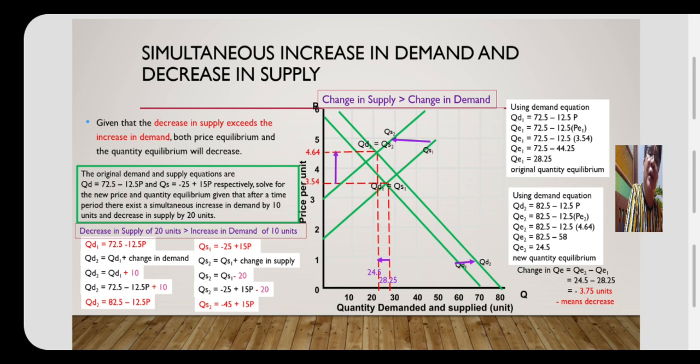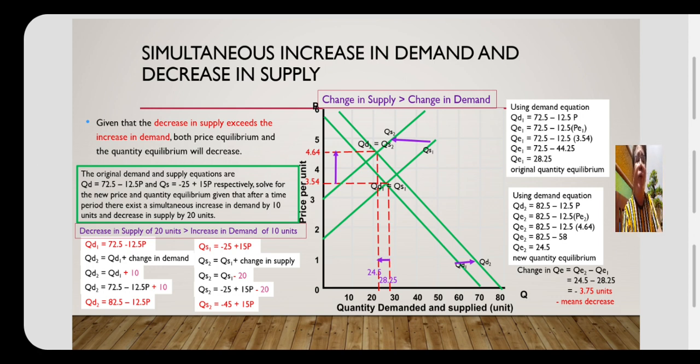So still the same market situation, market condition. Computing for the original and new quantity equilibrium is now easier to determine, so no further explanations are needed. What we can get from here is the computed value of the new quantity equilibrium of 24.5 and the original quantity equilibrium of 28.25. If we compute the change in quantity equilibrium, the new quantity equilibrium of 24.5 minus the original quantity equilibrium of 28.25 gives us a difference of negative 3.75 units. Negative implies a decrease in quantity equilibrium.